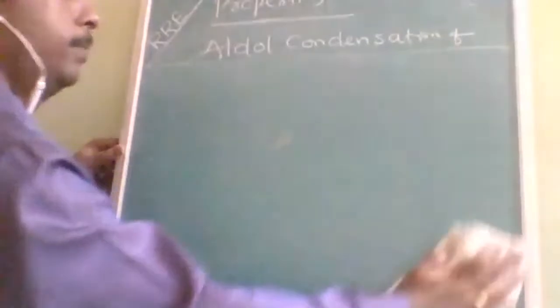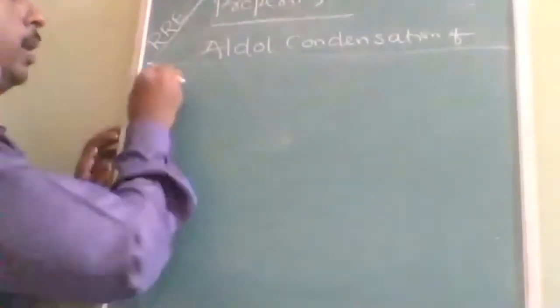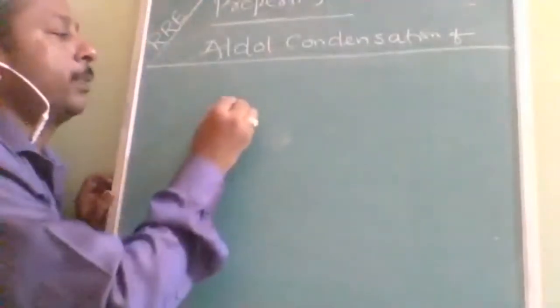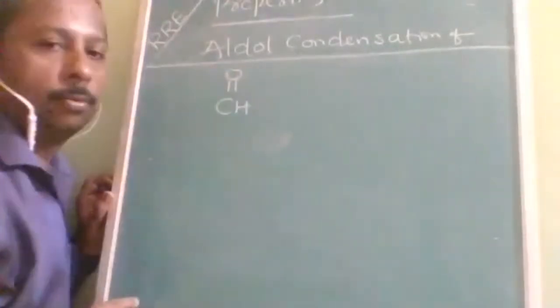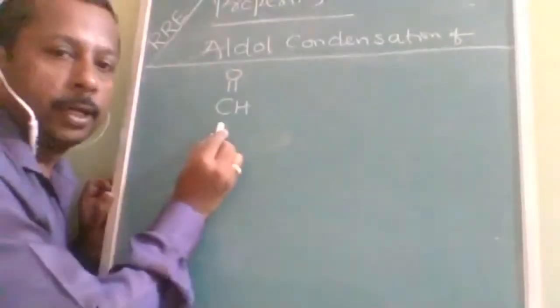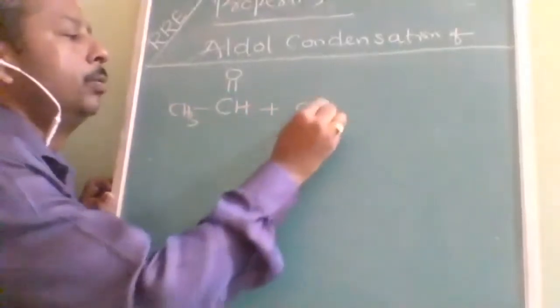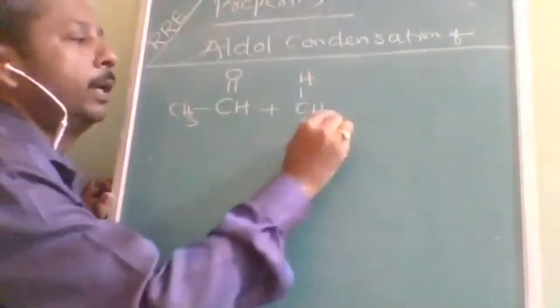In the examination, there are fewer questions about the mechanism, but the main questions will be how to write the product only. People are not able to write it. So for this, you have to take 2 moles. 1 mole you will write like this. And in another mole, you will write it with the alpha hydrogen highlighted.